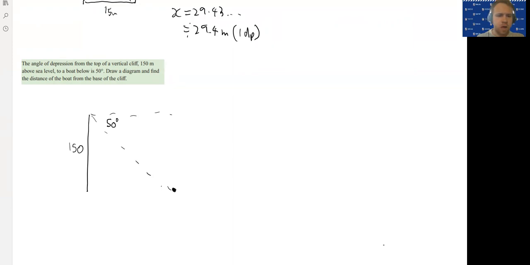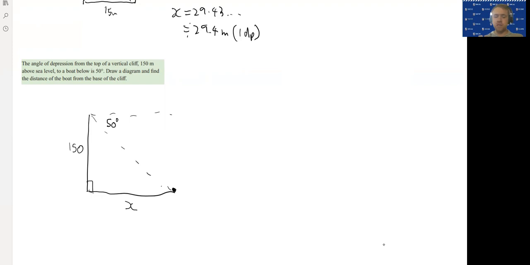And now we've got to find the distance of the boat to the base of the cliff. Okay, so here's the sea level, and we're trying to find this. Now we've got to stop here. We've got to realize we have a problem. We have the angle of depression outside of this right angle triangle that we've created here.